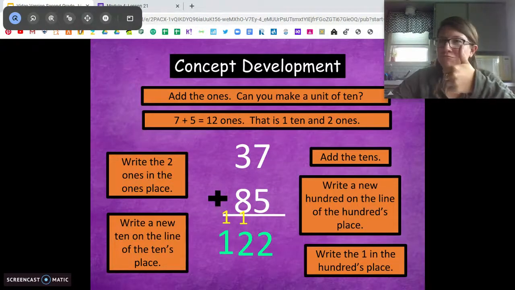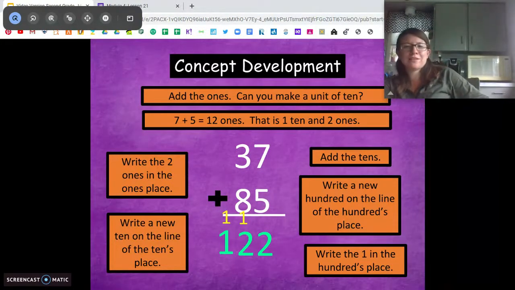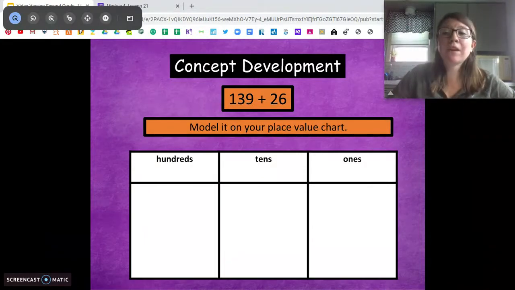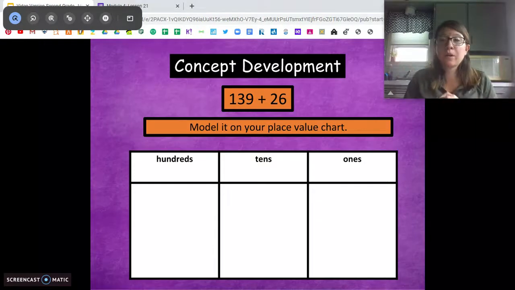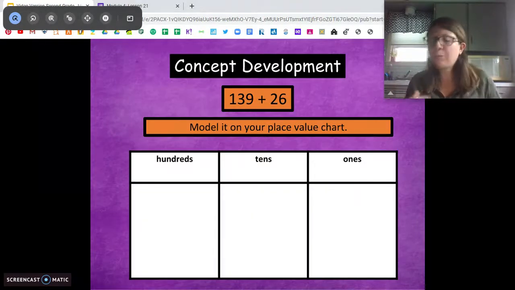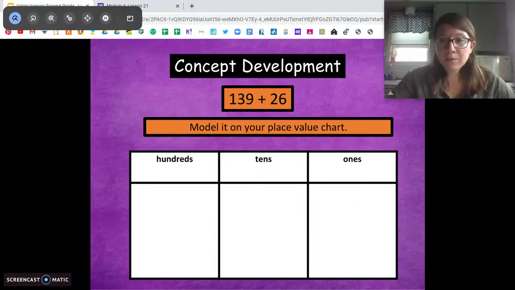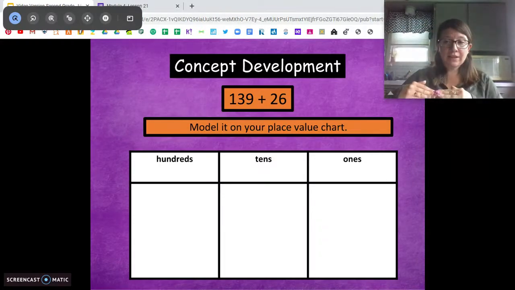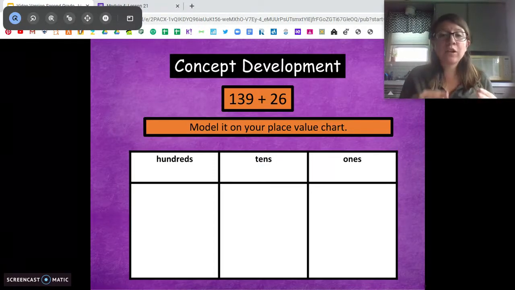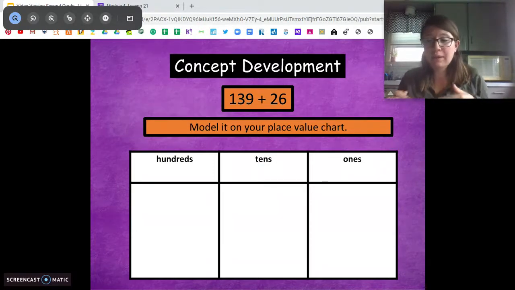How'd you do? You guys are rocking it. I'm super impressed. Okay, now we're going to bring in a 3-digit number plus a 2-digit number. This one I want us to do together because it's a little bit new. So draw another place value chart, and I want you to draw 139 on the top and then 26 on the bottom.